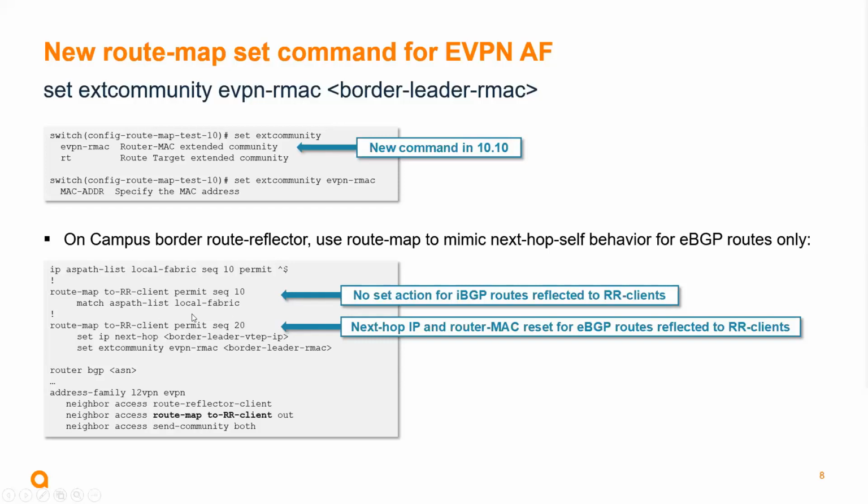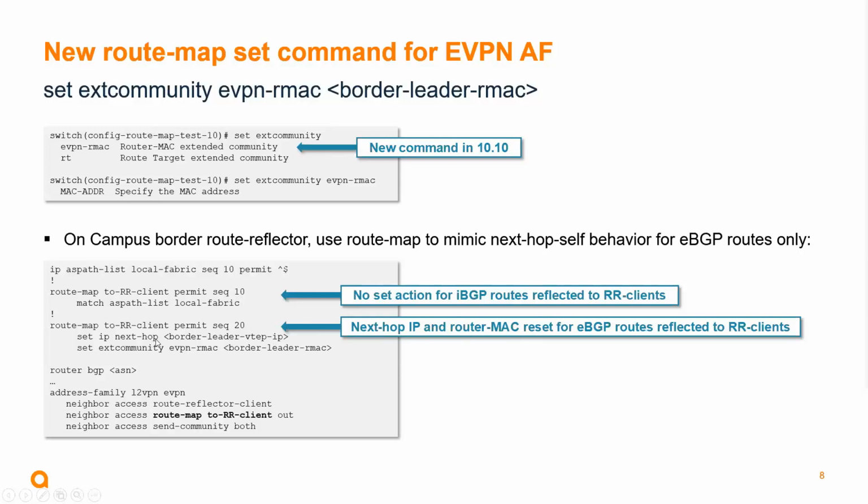And then when there is no match on that one, we continue, so sequence 20. And then what we do, so sequence 20 means that it's a route that is outside of the fabric because it has a non-MTA autonomous number. And that next hop IP and router MAC will be reset and reflected to the route reflector clients.